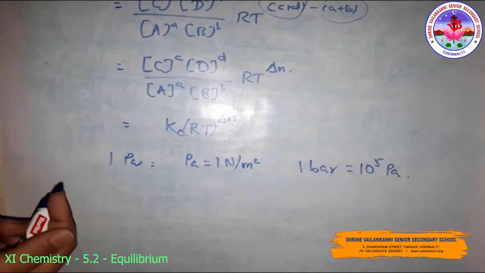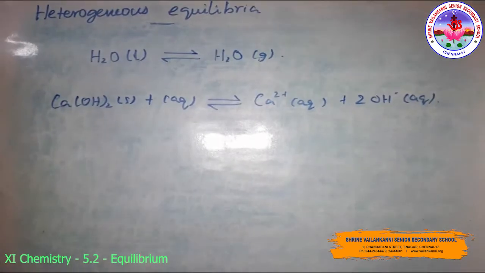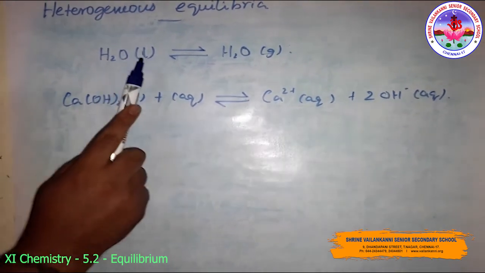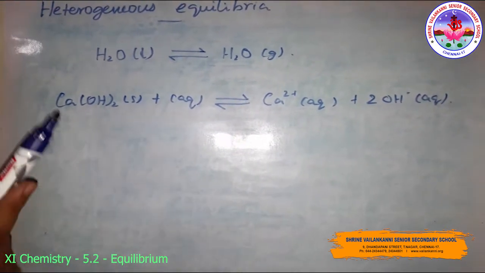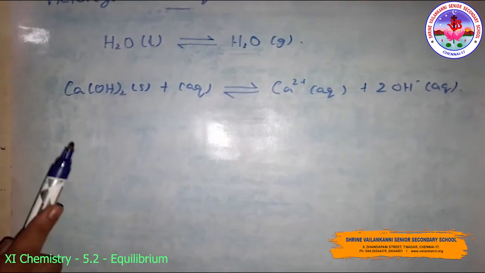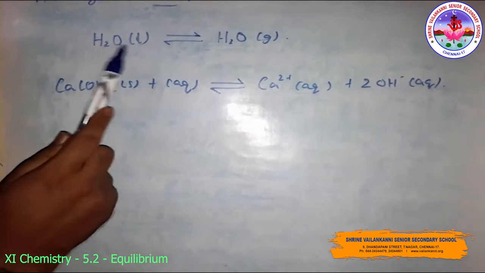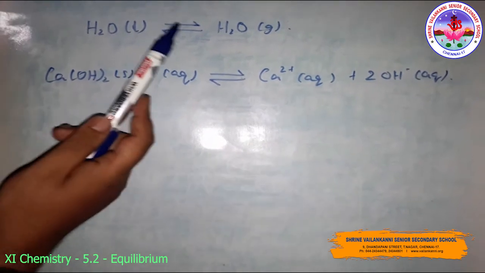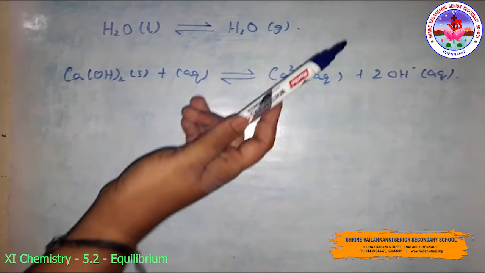Then heterogeneous equilibria. This is a system having more than one phase. Here look at this, liquid and the gaseous phase. So this type of, that is the different phase, that is called heterogeneous equilibrium. So the equilibrium for water vapor and the liquid water in a closed container is an example of the heterogeneous equilibrium. So a liquid phase and the gaseous phase, that is in vapor phase.